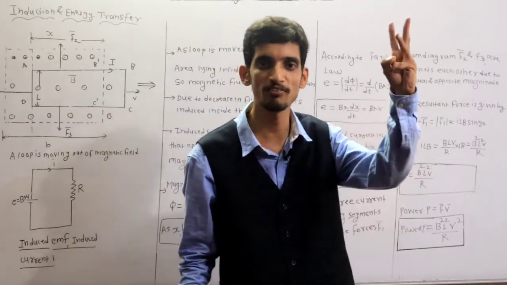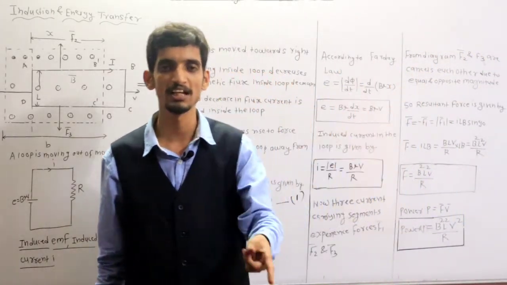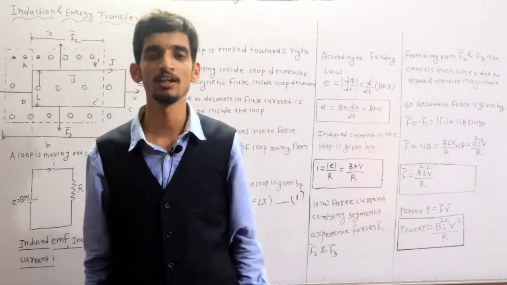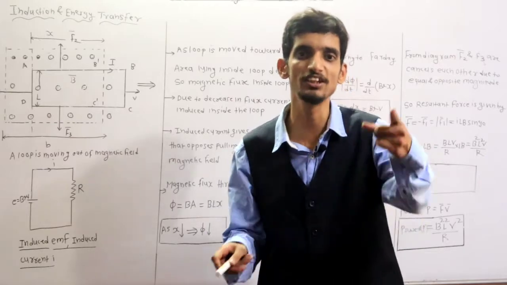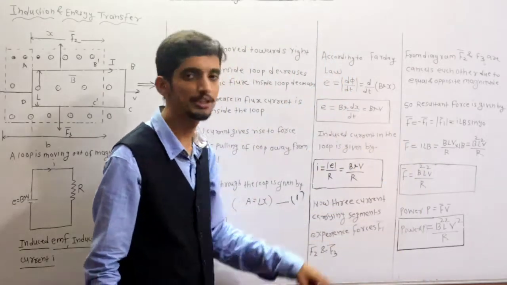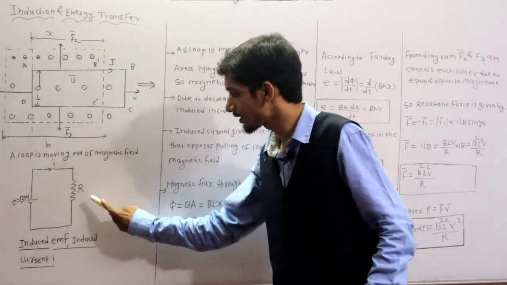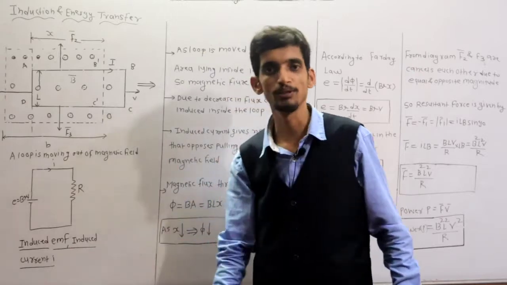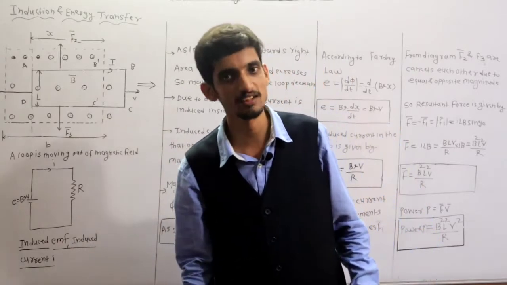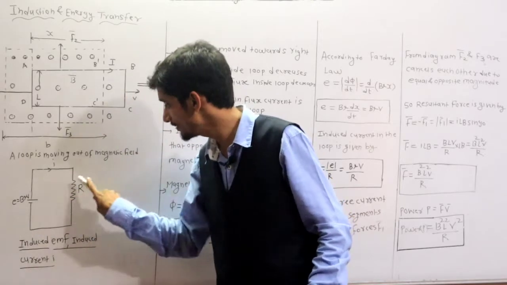Clear? So first calculate the flux, BA, where the area is Lx. So BLx is the flux. Differentiate it, d phi by dt, which is equal to E, which is equal to BL dx by dt, and dx by dt is V. That's why E is equal to BLV. It is an induced EMF. That's why I have drawn this diagram, in which this conductor is replaced with BLV, and this is R.